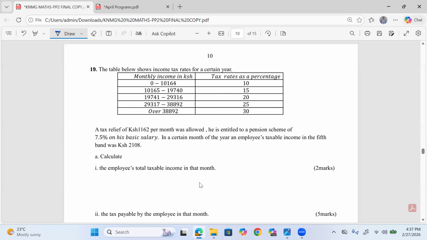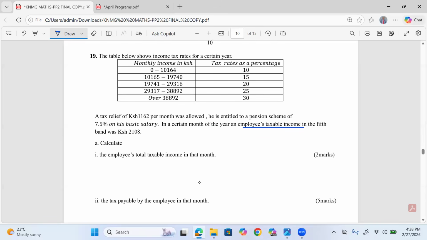In a certain month of the year, an employee's taxable income in the fifth band was 2108 Kenya shillings. Calculate part A, Roman 1, the employee's total taxable income in that particular month. So this is what we are going to do, ladies and gentlemen. This is exactly what you are supposed to do.